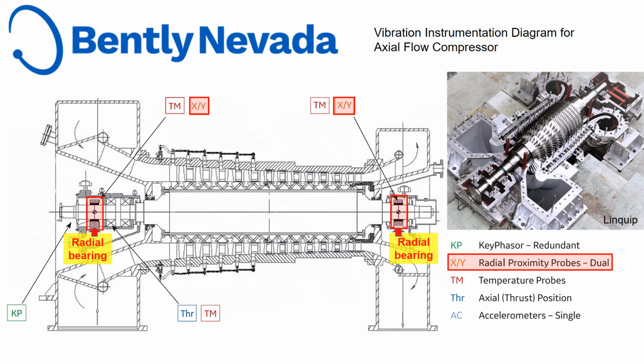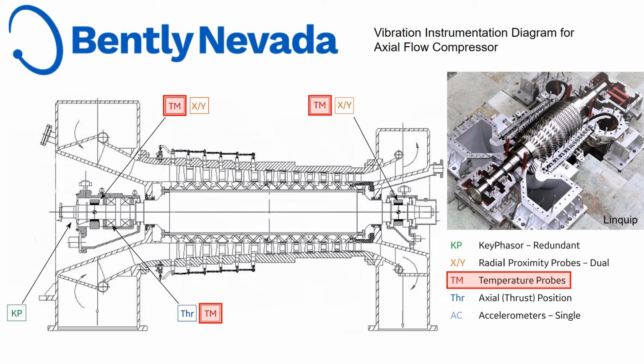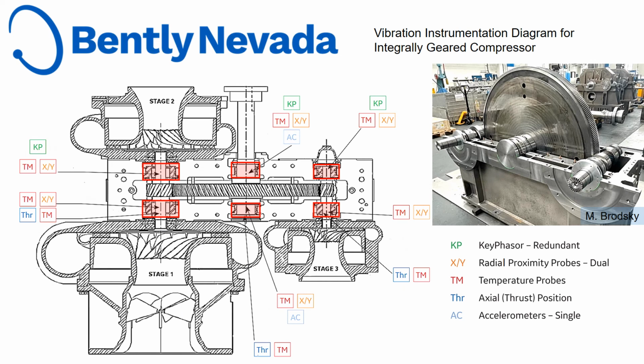A similar approach applies to axial flow compressors with shaft radial vibration measured at both left and right bearings. The axial position measurements are also crucial at the thrust bearing location. Also, temperature probes are installed to measure temperatures. For this geared compressor, there are 6 bearing supports, each equipped with displacement sensors to monitor the machine vibration, and temperature probes to monitor the machine temperatures.